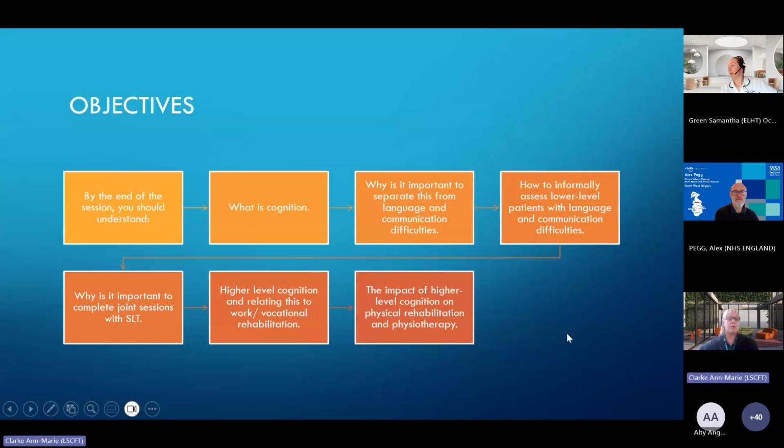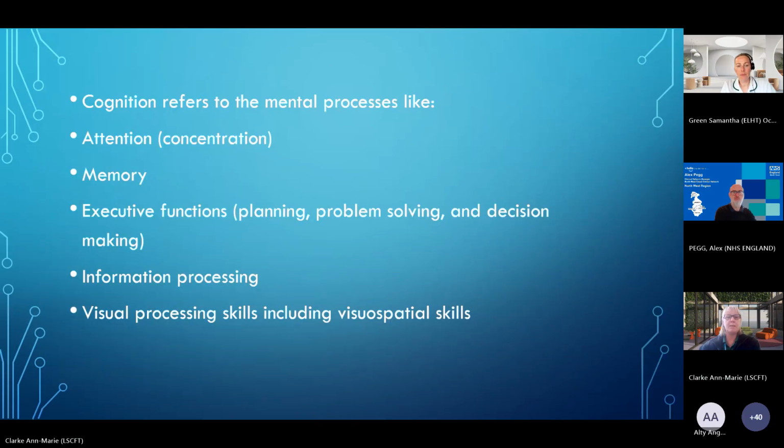Okay, so why is it important to complete those joint assessments with SLT for cognition? Like I've just said, looking at those higher level cognition and how that impacts on work and vocational rehab and the impact that it has on physical rehab and physio.